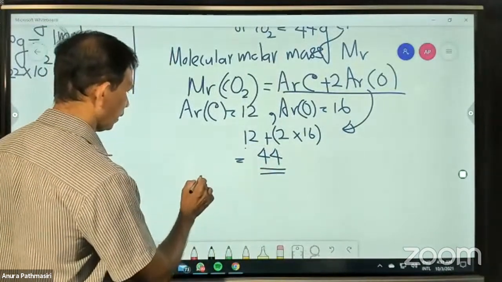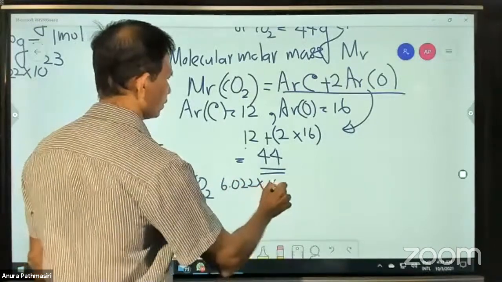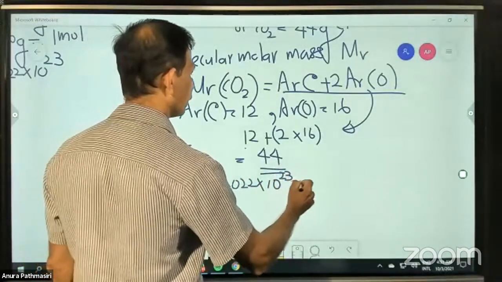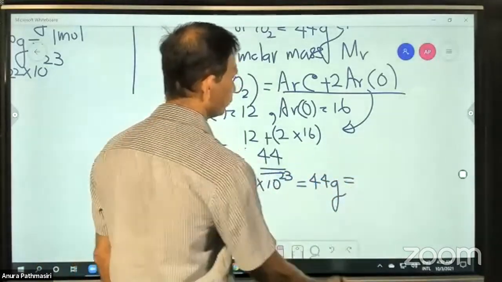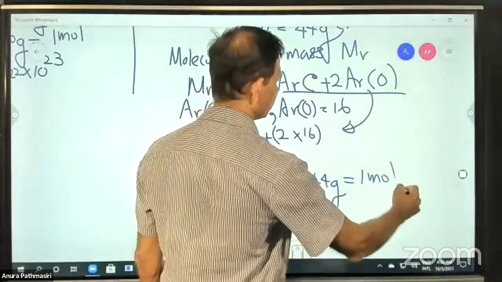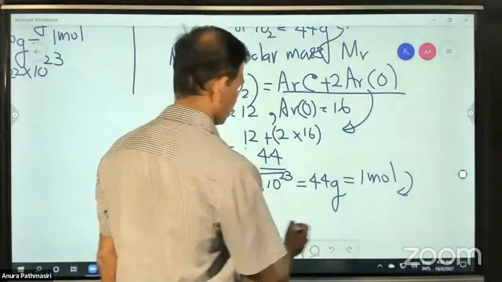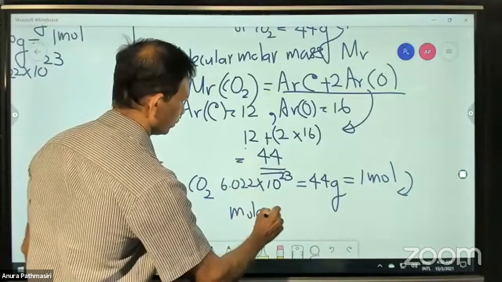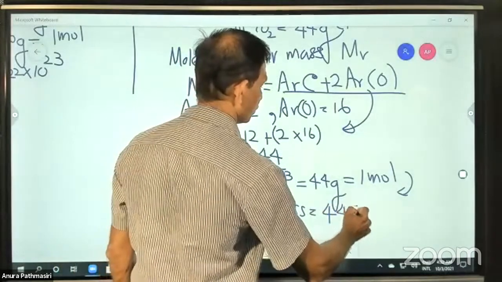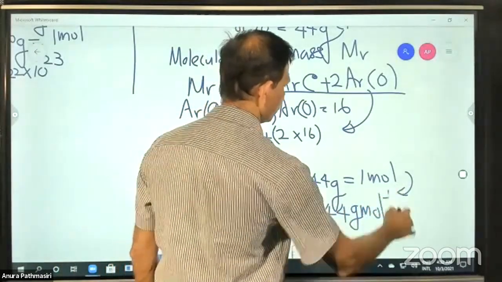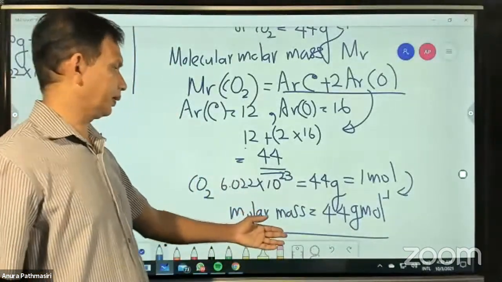And if 6.022 times 10 to the power 23 carbon dioxide molecules are there, the mass of it is 44 grams, and the number of moles there is 1 mole, and that indicates the molar mass. So the molar mass is 44 grams per mole. And that is what we wanted to come to here.